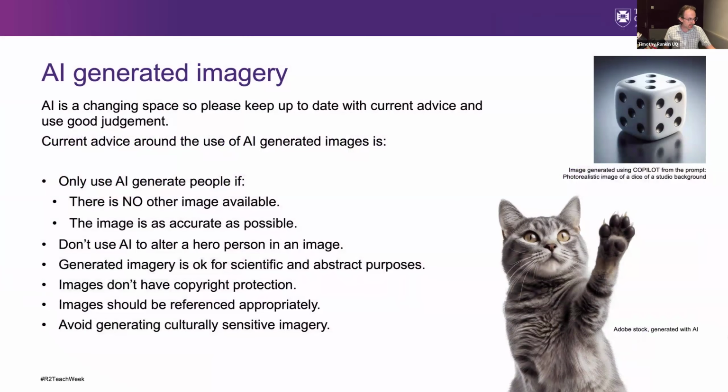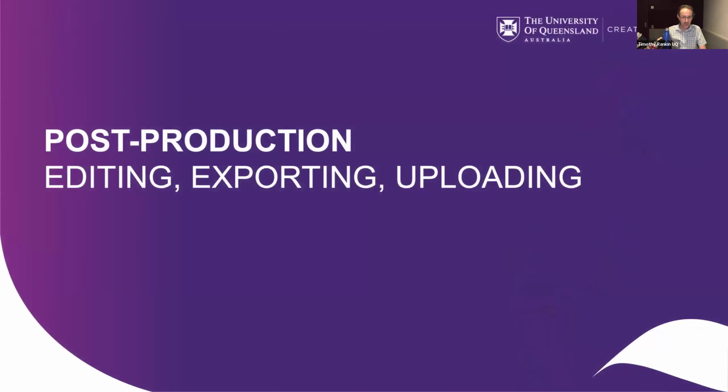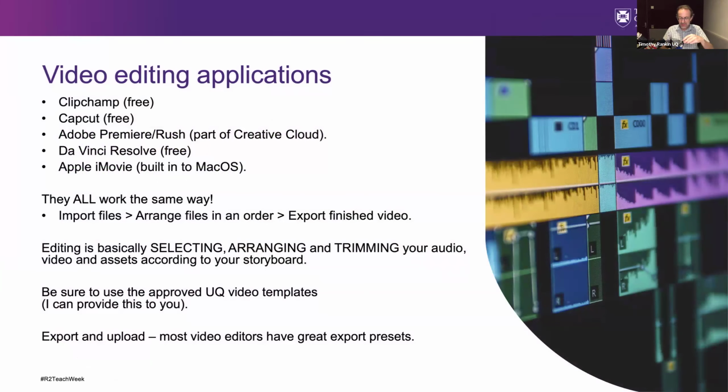So that's the pre-production and production stages. That's how you plan your production. You get your camera set up, you go out, you film, and now you're left with some footage. And what do you do with that footage? We jump into a video editor.